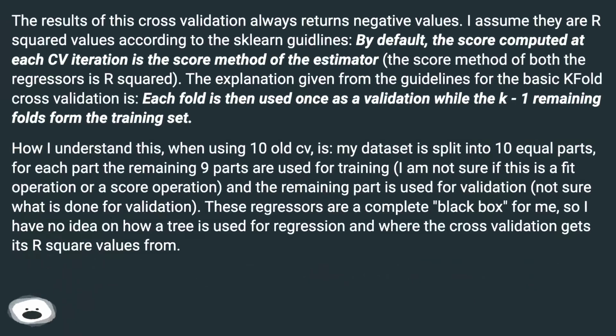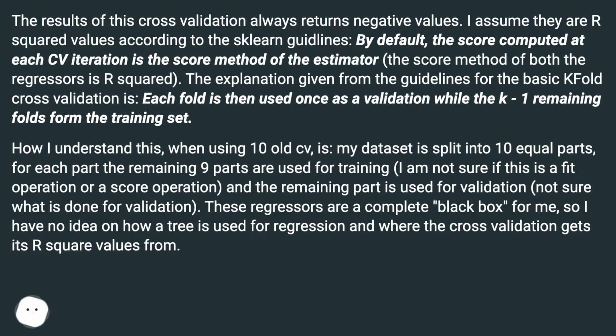The results of this cross-validation always return negative values. I assume they are r-squared values according to the Sklearn guidelines. By default, the score computed at each CV iteration is the score method of the estimator. The score method of both the regressors is r-squared. The explanation given in the guidelines for the basic k-fold cross-validation is: each fold is then used once as a validation while the k-1 remaining folds form the training set.